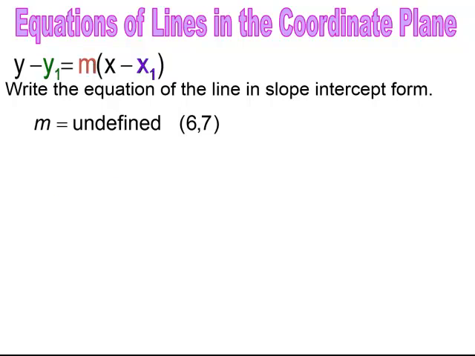So you have to know the rule here. When the slope is undefined, it's x equals whatever the x value is, and in this case the x value is 6, so the equation of the line is x equals 6.